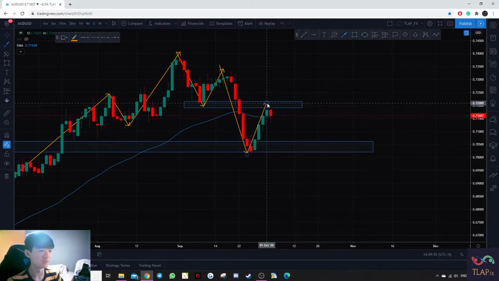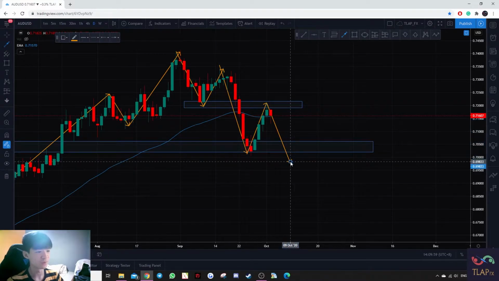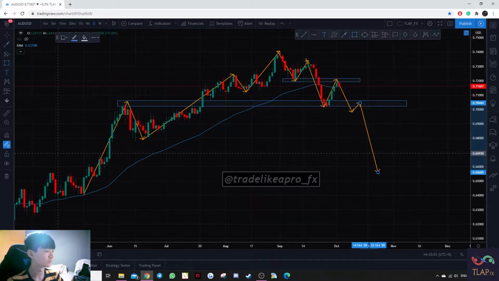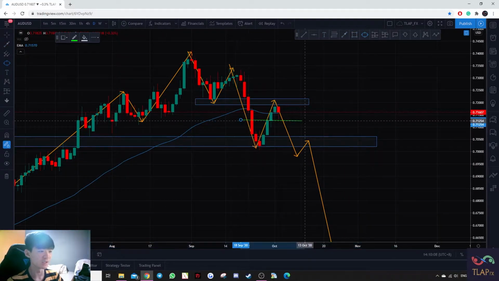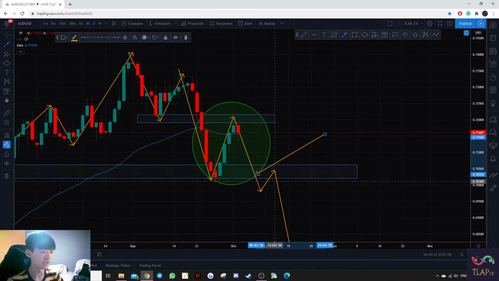So how do we go about it? The first step would be, we could wait for a breakdown over here for a clear trend change, retest, and aim for previous low over here. Or we can look for selling opportunities inside this range, with targets over here, where we retest the previous support, and here's how you're going to do it.